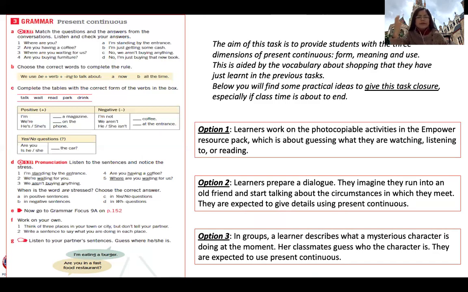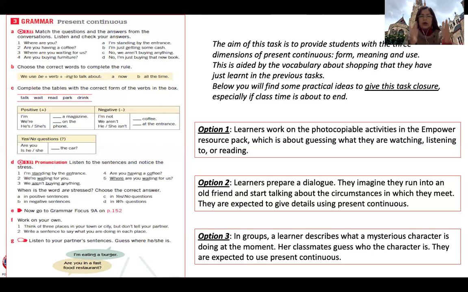So any kind of task, as you can see, that gives the session a closure in an effective and quick way, because these tasks, as you notice, are different from the tasks proposed in the book. The speaking task, I mean, because those are usually more elaborated, they take more time.